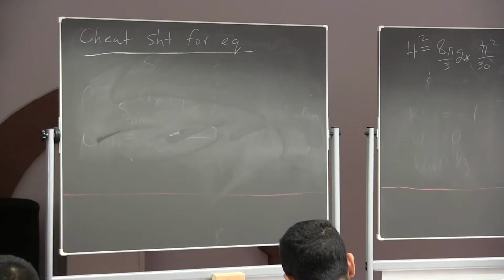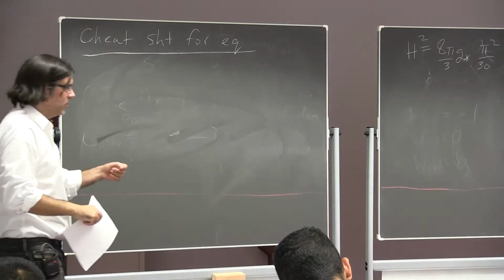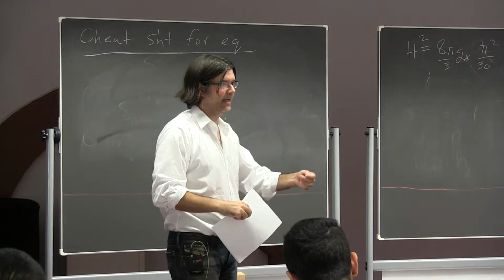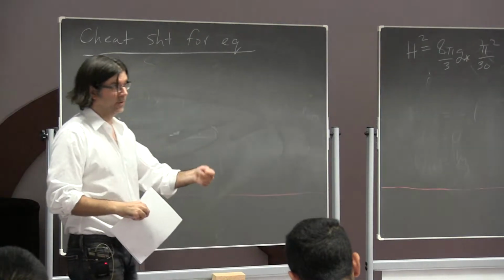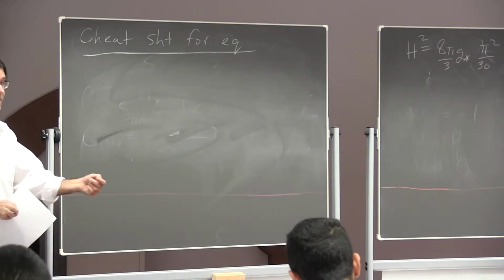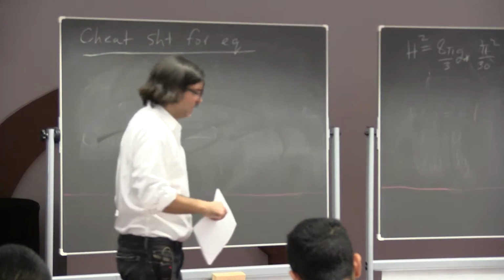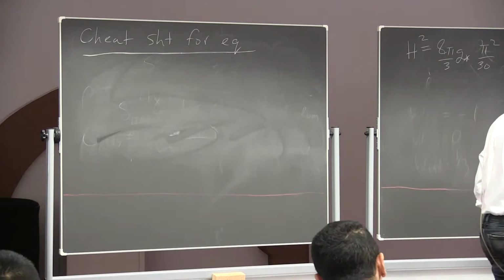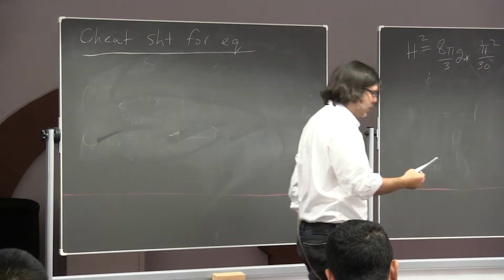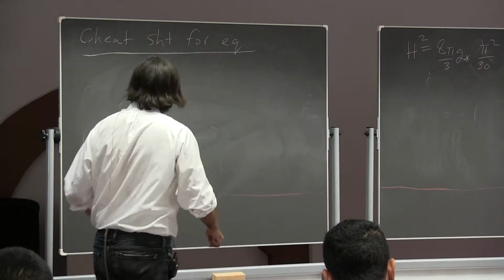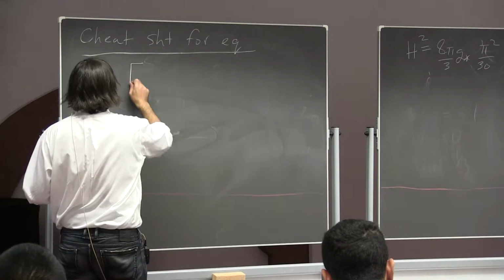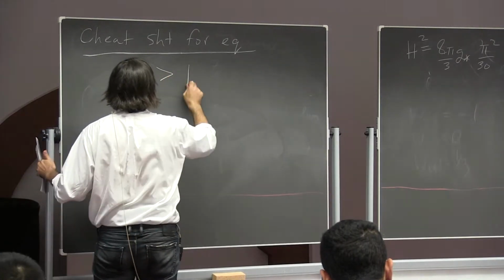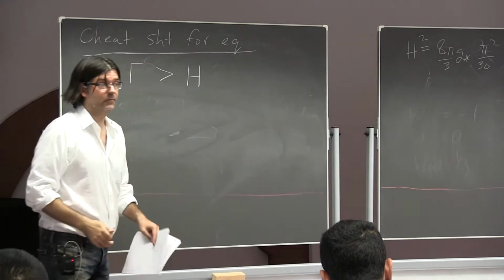So one of the very important questions that we're going to be asking again and again and again is whether a given process is in equilibrium. And I know that this is a question that came up in the context of baryogenesis, Big Bang nucleosynthesis already. And so the critical comparison that we're always making is whether a given rate of a given process is bigger or less than the Hubble parameter, right?